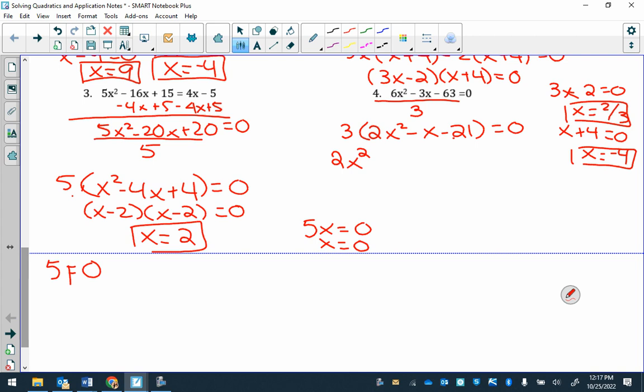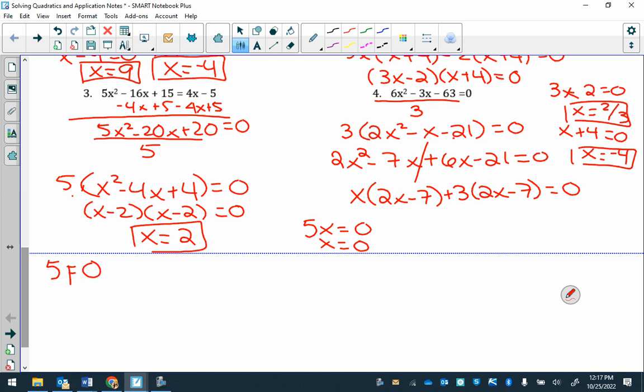Good. Split the middle: x, 2x minus 7. Okay, and we group together. Okay, those are your two solutions. How many of you did get those? Yeah. Why did you just get rid of 3?